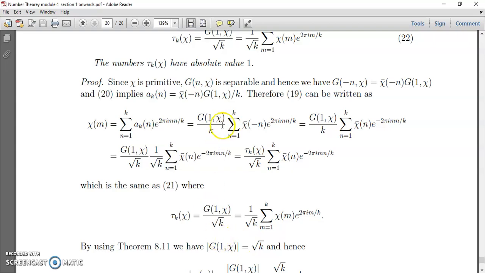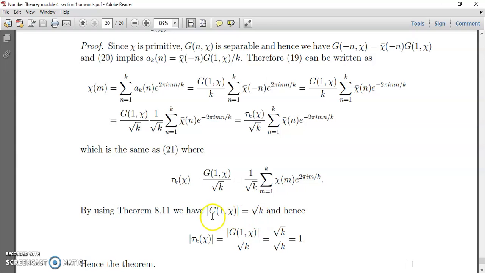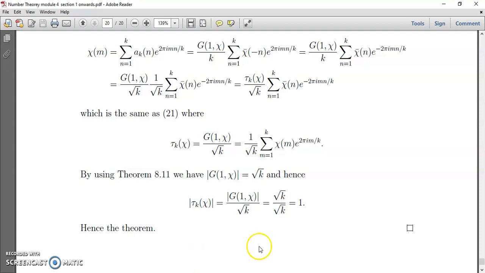When chi is separable, we have studied that the absolute value of g of 1 chi square is k. So the absolute value of g of 1 chi is root k, and hence we have to take the absolute value of this. The absolute value of g of 1 chi by the absolute value of this is root k itself. So root k and root k get cancelled and you will get 1. So thus we have obtained the result. I hope you have understood the result properly.